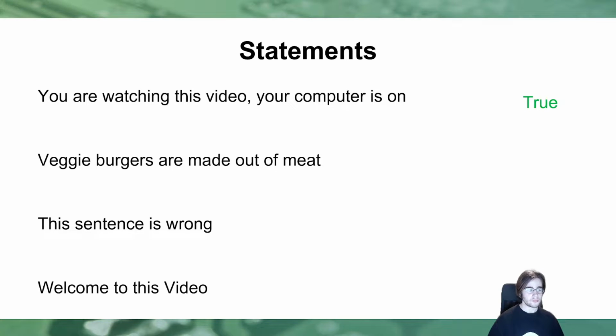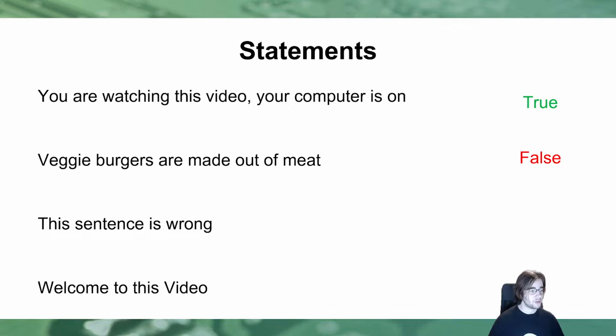Then the second one: veggie burgers are made out of meat. That is also a statement in this case, but the value of the statement is false, because veggie burgers by definition are not made out of meat, because they're vegetarian and vegetarian things cannot contain meat. Simple. So statements can be either true or false. Whoops, I accidentally put a little point. I can draw on things now here. So either true or false, that's what can happen with logic statements, or the states they can be.